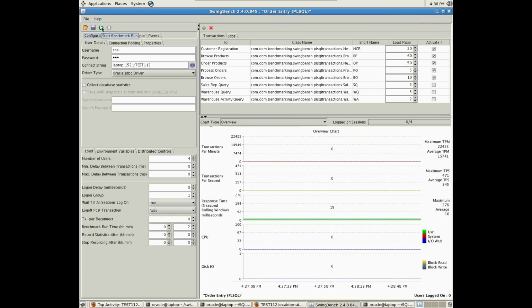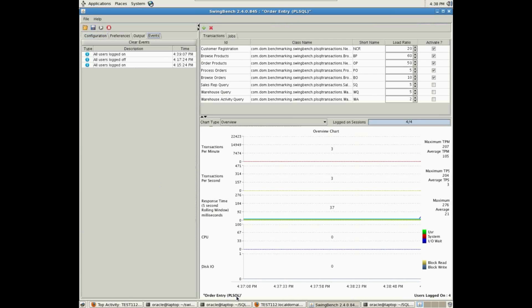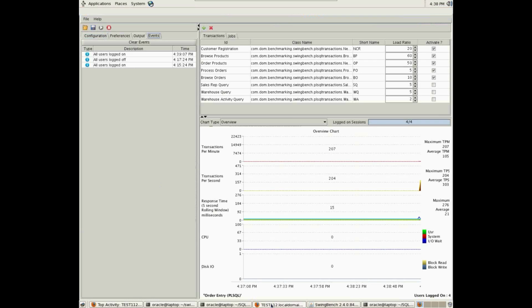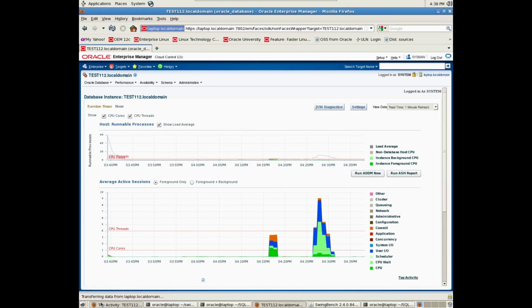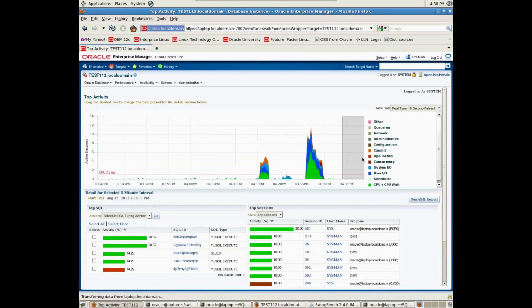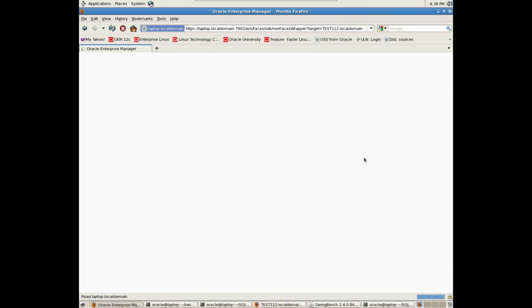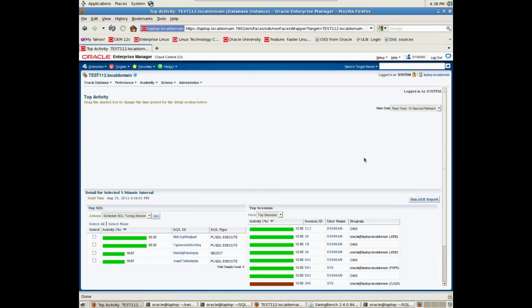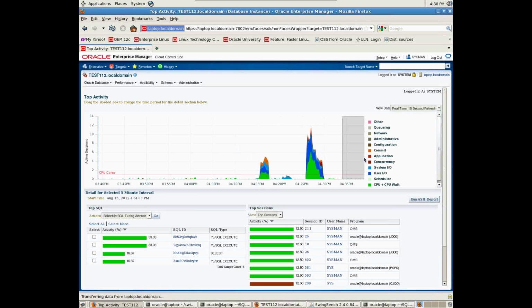So now I'm going to run the same benchmark as I ran previously, but essentially with asynchronous commits, so asynchronous log writes. I'm going to run it for 2 minutes again. We should ultimately see similar kinds of activity coming along, and we'll see where we go with that.